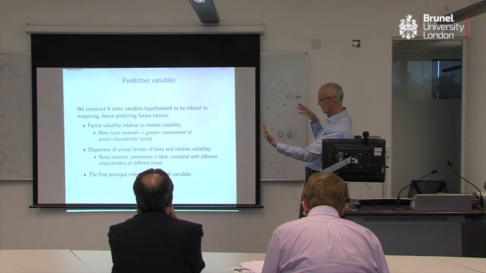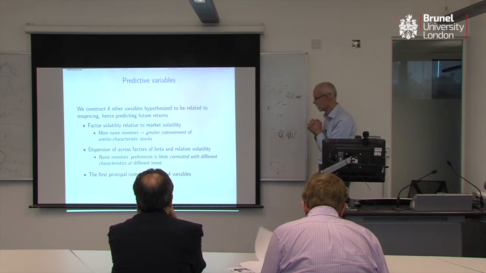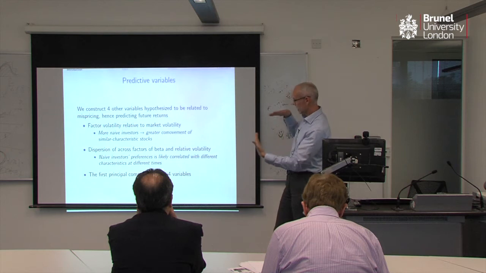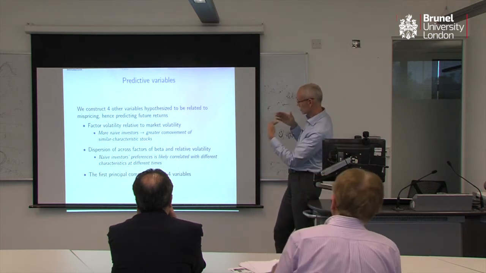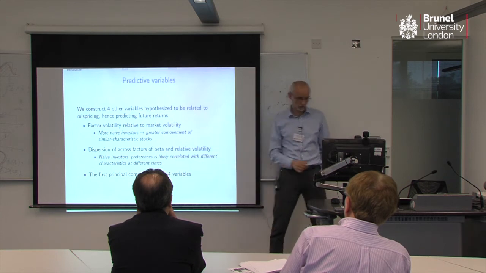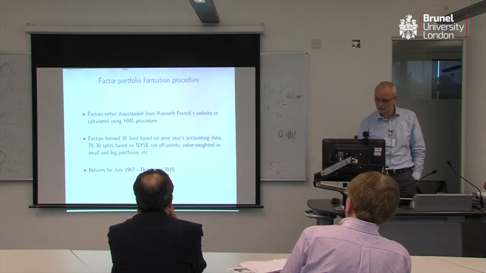If, on the other hand, at times with fewer naive investors, under the sub-rational hypothesis, betas will not vary between the growth and the value stocks, so they'll be closer. The betas of the factors will be close to zero, and therefore have a relatively low dispersion across factors. Then we'll look at the principal component of these four variables, which turns out to be close to an equal weighted average.